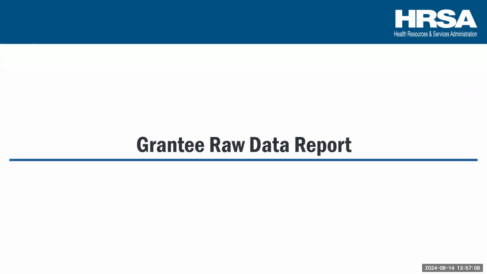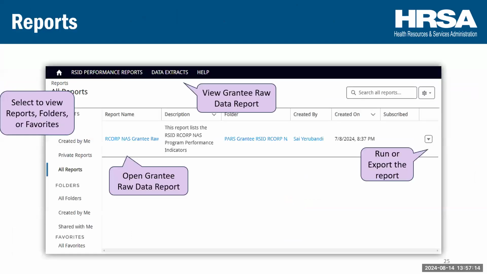Now, let's go ahead and take a look at your grantee raw data reports. If you recall, from the homepage, you can access your grantee raw data reports by selecting data extracts from the top navigation bar or the widget at the bottom of the homepage.